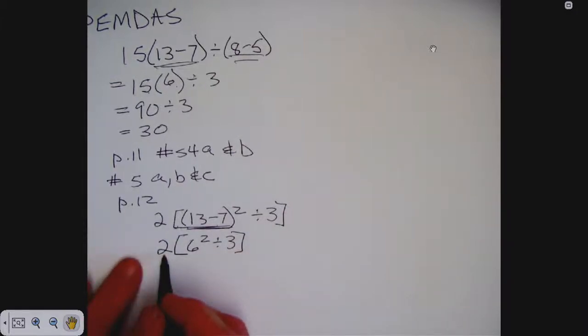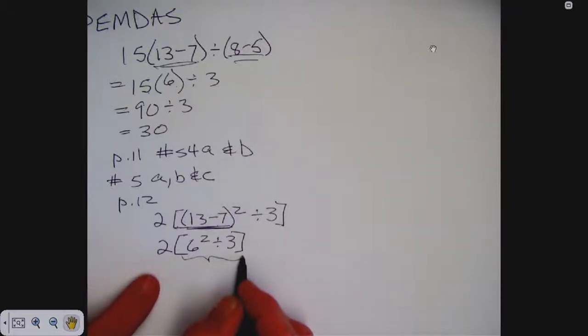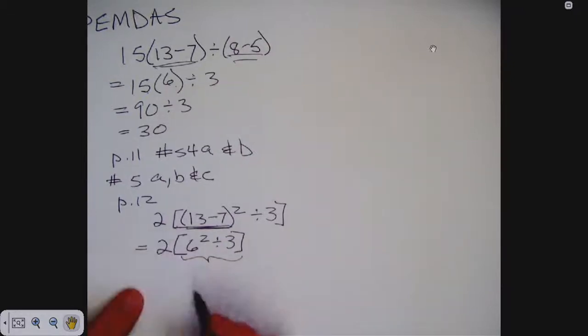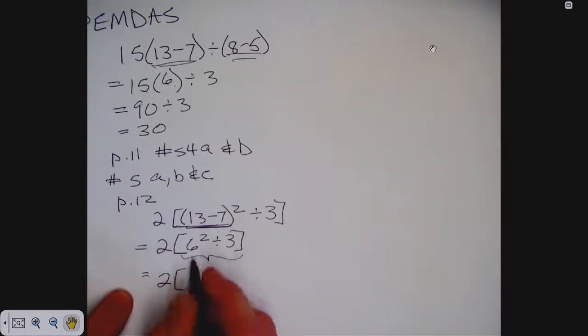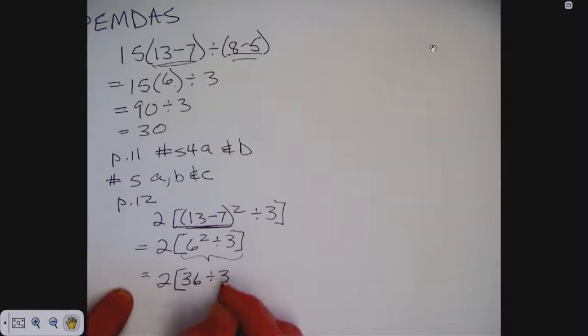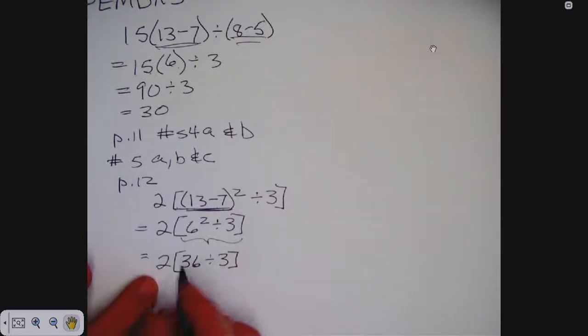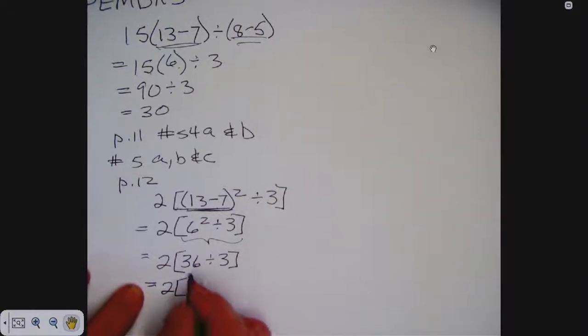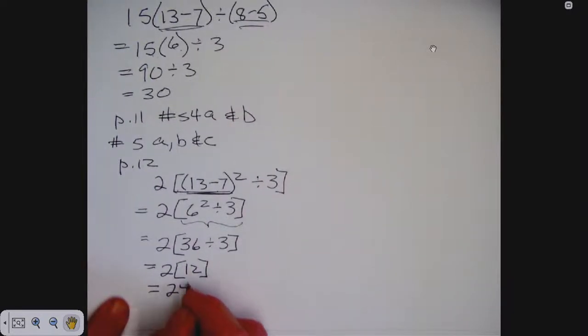Now, before I multiply 2 by anything, I'm going to do everything inside this bracket here. I'm going to use PEMDAS. I'm going to do the exponent first. 6 squared is 36 divided by 3. I'm going to do the division now within this bracket. And I go 36 divided by 3 is 12. And 2 times 12 is 24.